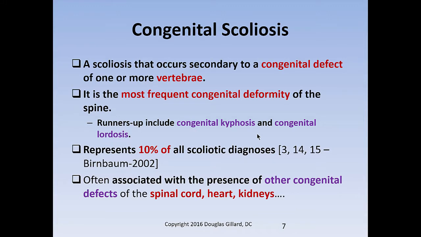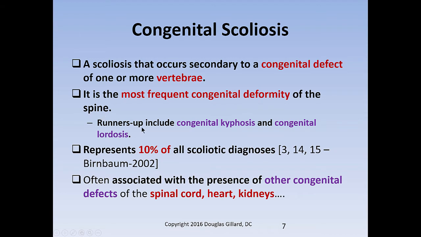Let's go. Congenital scoliosis: a scoliosis that occurs secondary to a congenital defect. What's that mean? That's something you're born with. Something went wrong during embryogenesis. It can be of one vertebra, can be of two vertebrae, can be of a whole bunch of vertebrae. And this is the most frequent cause of a congenital deformity of the spine. It's not hemivertebra, but it's a problem with the vertebra.